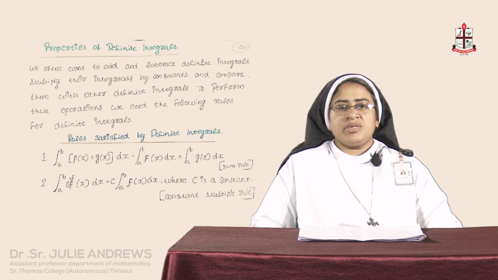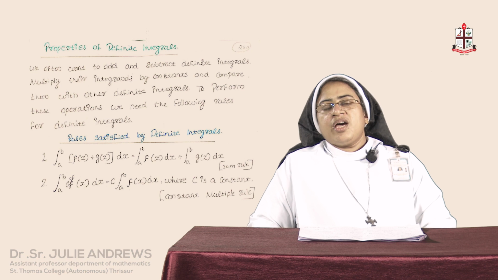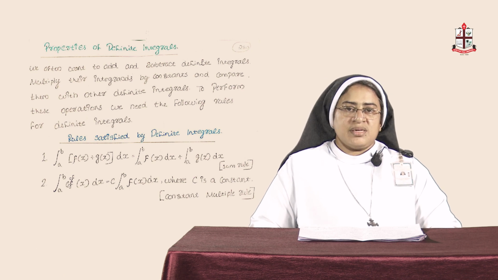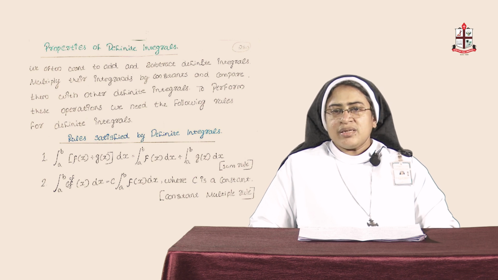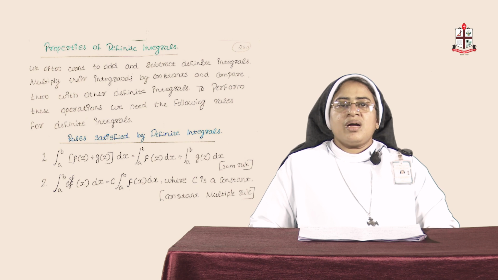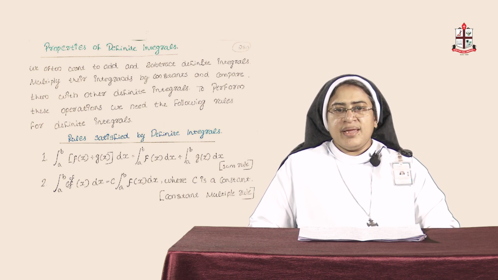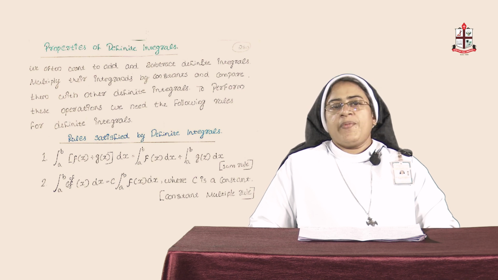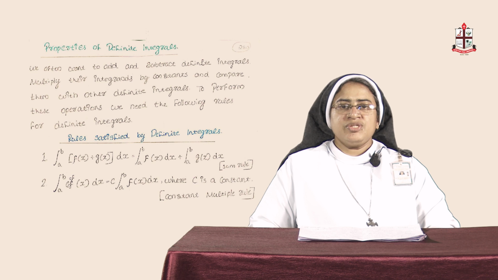Now, we are going to see some properties of definite integrals. So, we know that we often want to add, subtract definite integrals, multiply the integrands by constants and compare them with other definite integrals. To perform these operations, we need the following rules for the definite integrals. The rules which are satisfied, the first one, that is integral a to b of f of x plus g of x into dx.